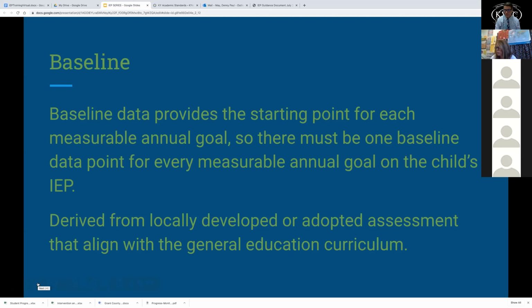You need to pull that information. You need to see what the screening information is telling you. You need to see where the student was functioning prior, and you may have to do some assessment on your own and develop your own present level.